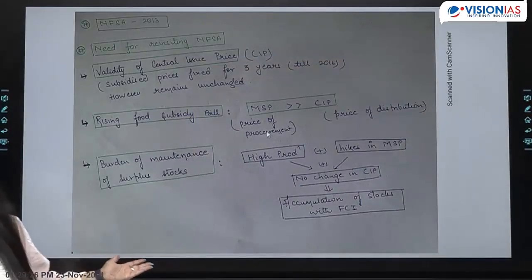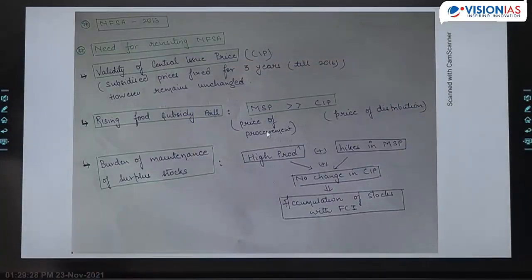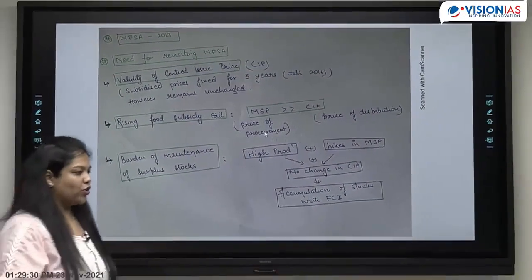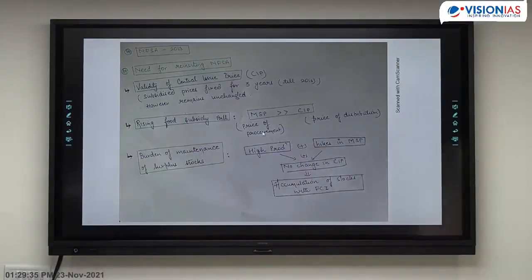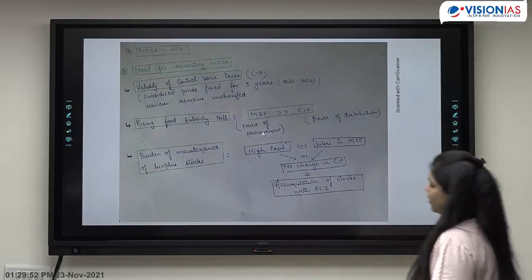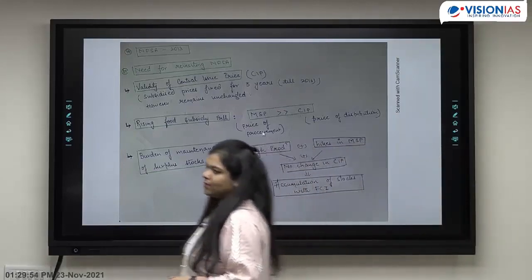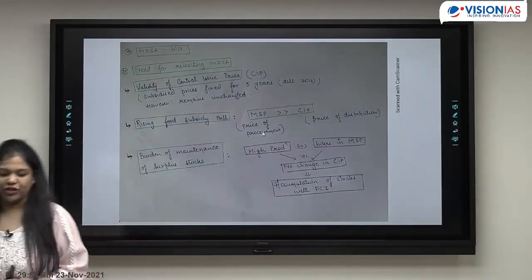So basically, with the National Food Security Act, the subsidized price was fixed at the time the Act was made. It was fixed for 3 years, so it was supposed to change by 2016. However, even after 2016, the prices have remained unchanged, because of which the food subsidy bill has increased, right? You might have done this in your economy preparation, and you might have prepared this for your prelims as well. So the food subsidy bill has been rising because MSP is more than the central issue price.